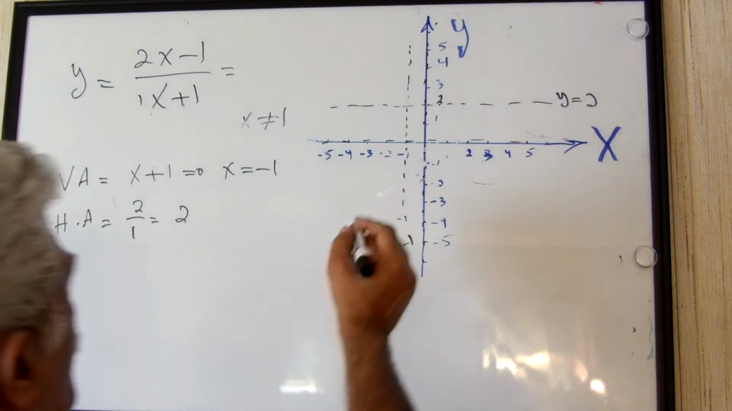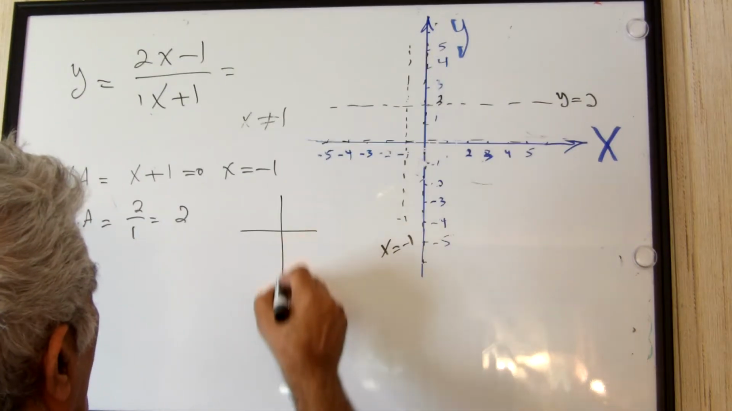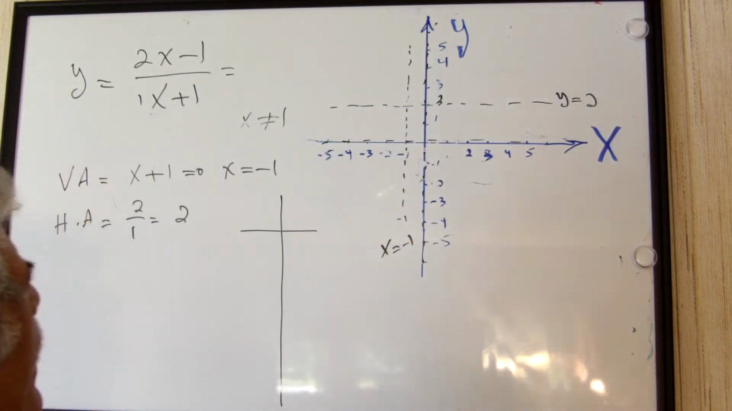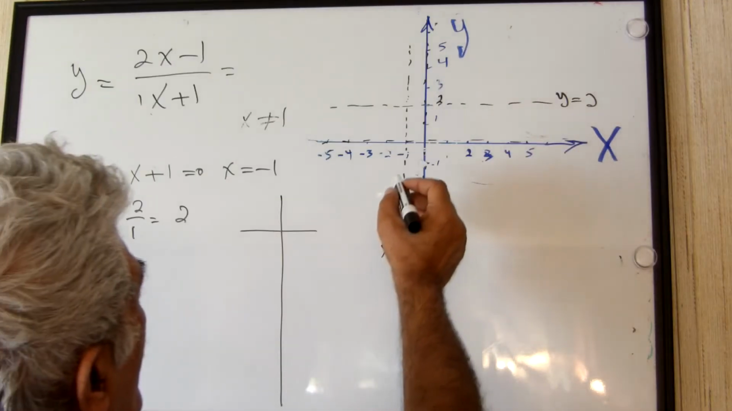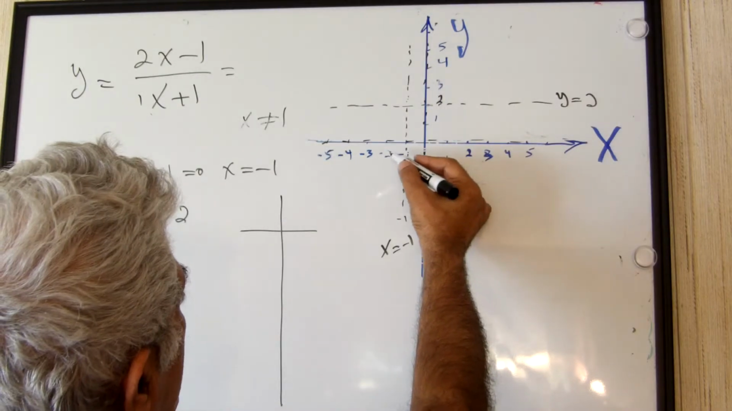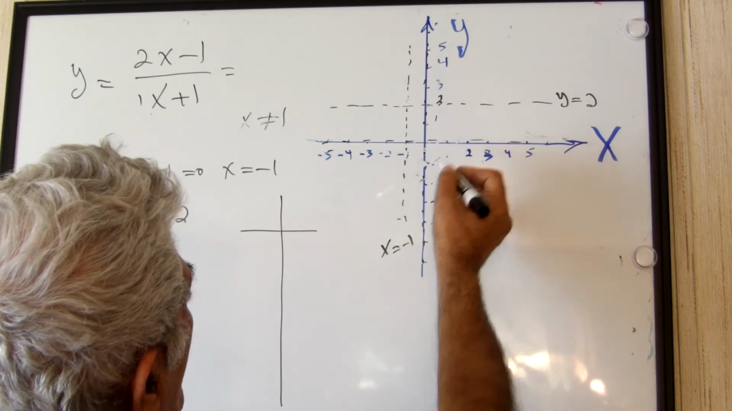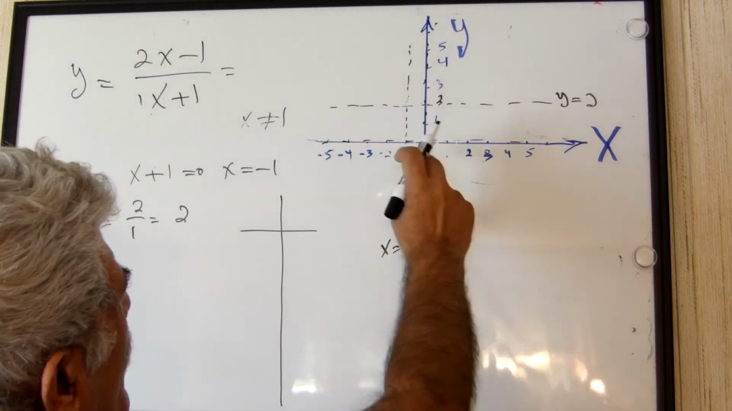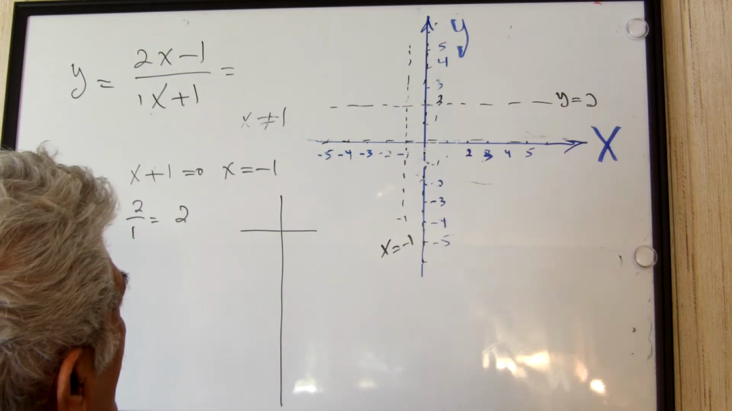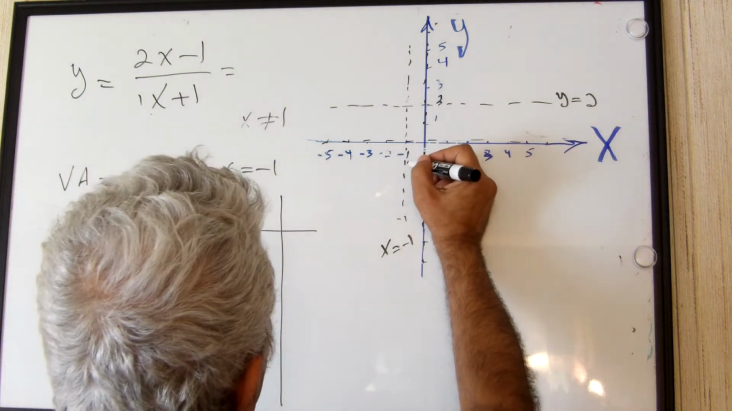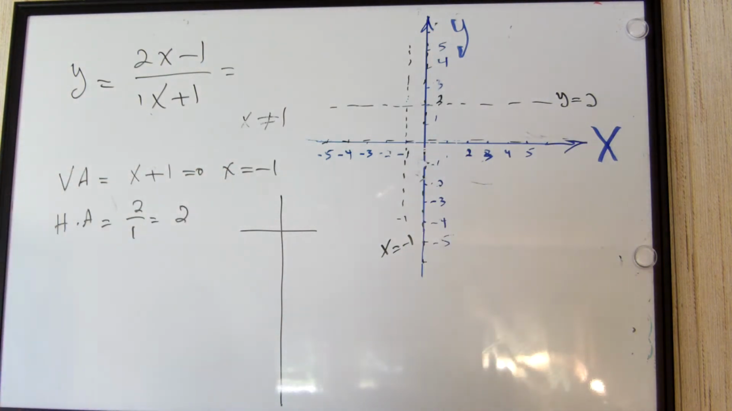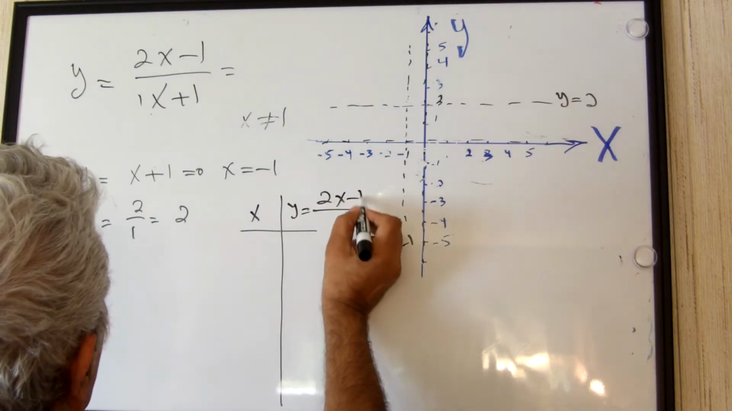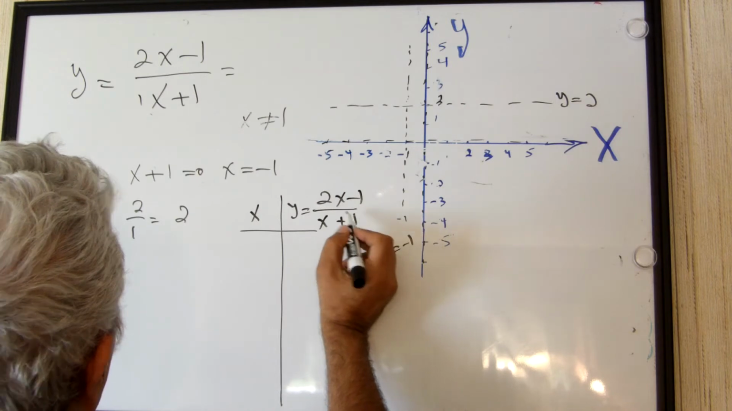Usually we give two values before -1, less than -1, and two points after -1, I mean larger than -1. So we can put y equals the function of x, with x minus 1 and x plus 1.